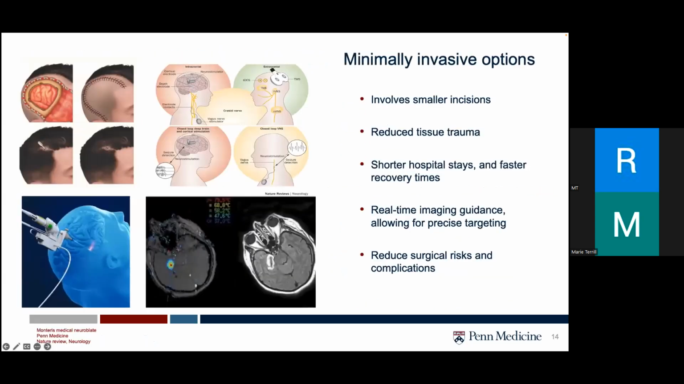Now, this shift reflects the ongoing efforts to improve surgical outcomes and patient experiences while preserving your cognitive and functional abilities. Now, while traditional surgeries remain an essential component of epilepsy surgery, the emergence of these minimally invasive options has expanded the range of treatment possibilities for patients.